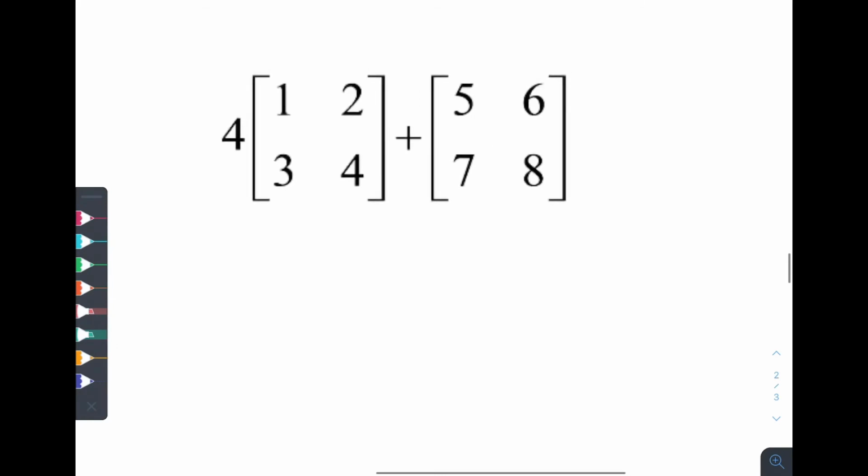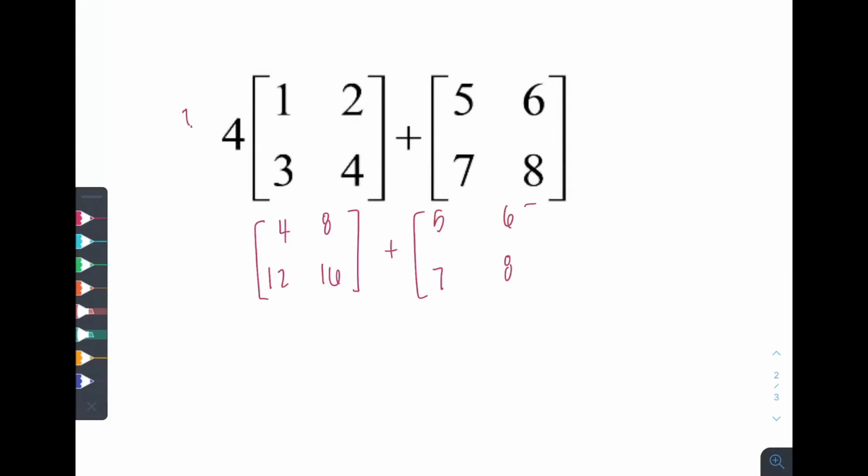Go ahead and do this next one on your own. So what you should have done was multiplied that through. So you should have had the matrix 4, 8, 12, 16 added with 5, 6, 7, 8. We add straight across, we get 9, 14, 19, and 24. And so this is our final matrix.